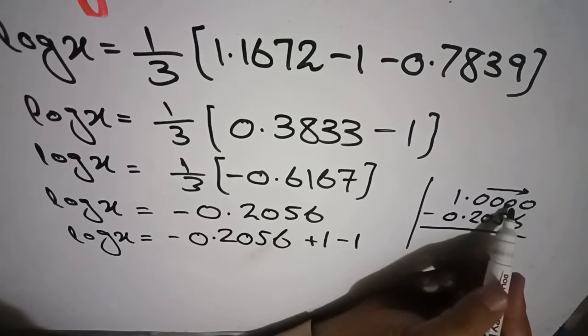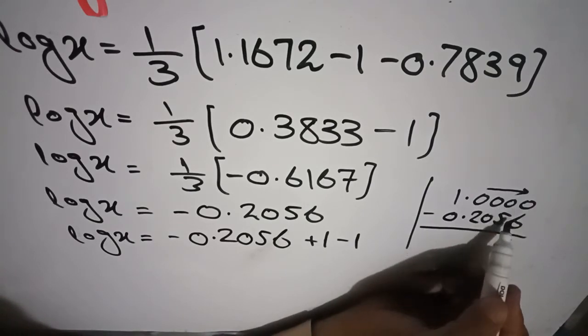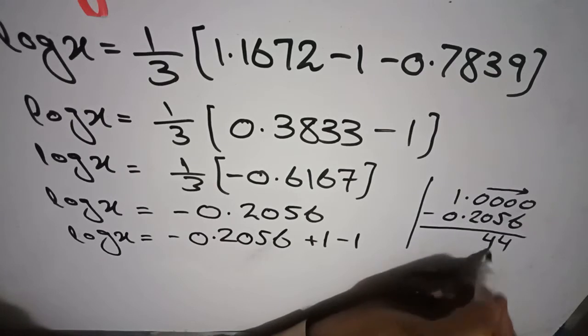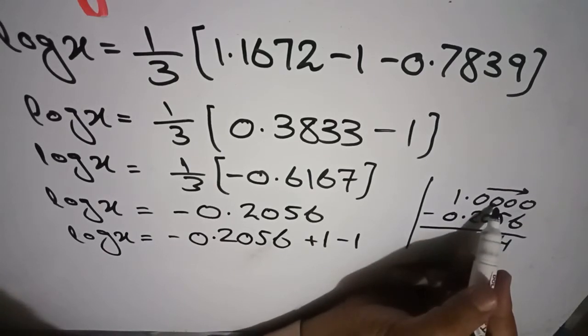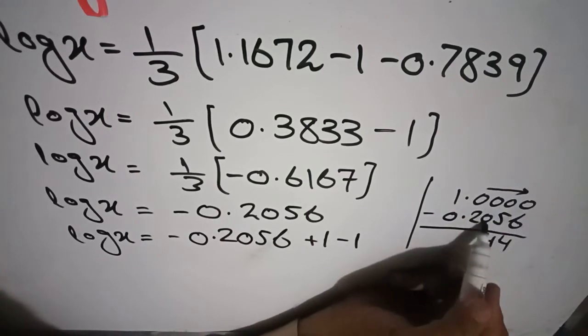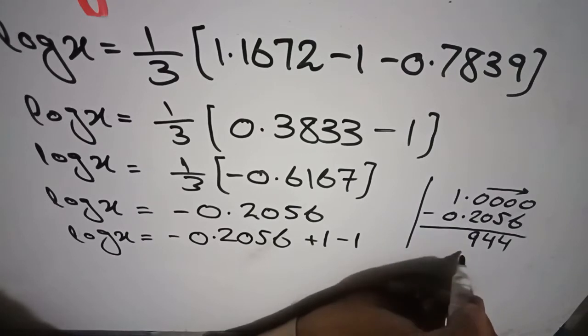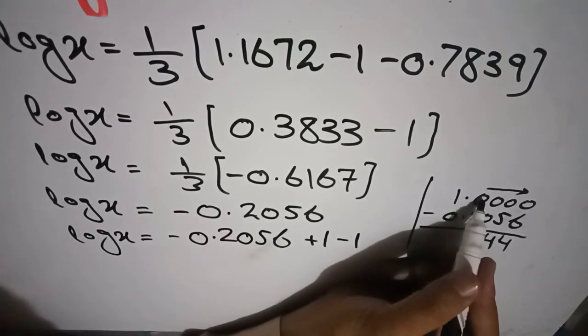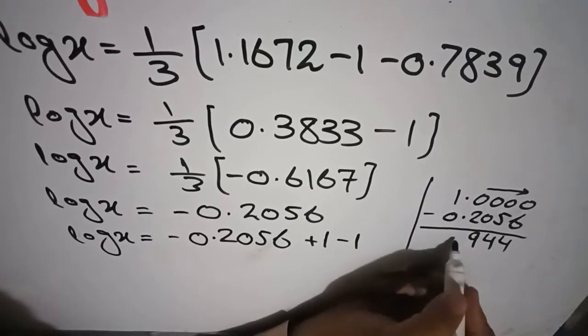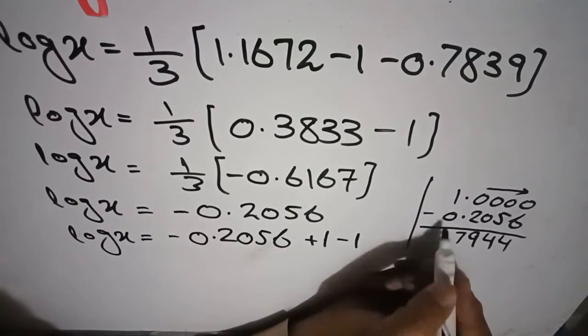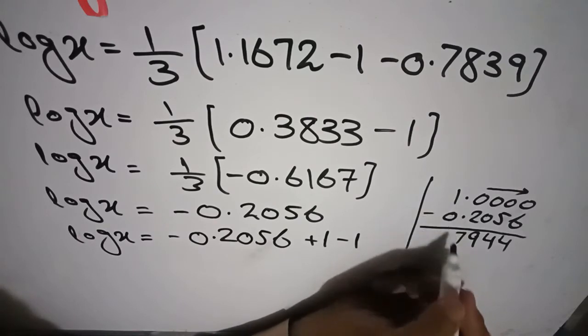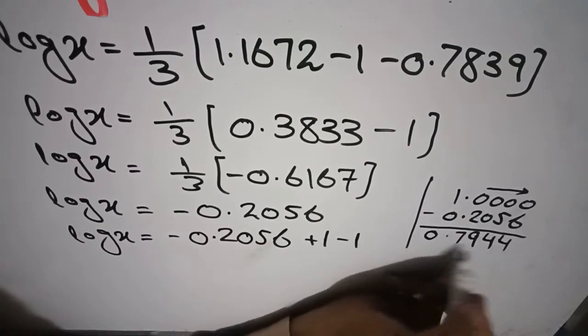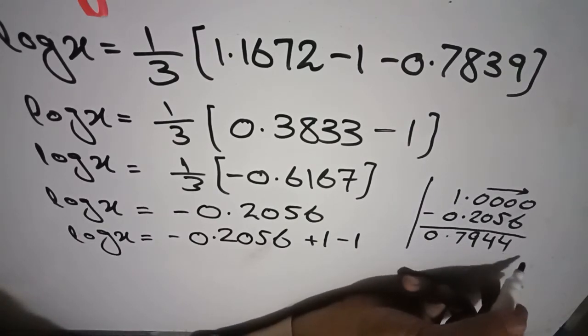There will remain 9 when you take the common, so 9 minus 5 is also 4. There is already 9 when you take the common, so 9 minus 2 will become 7. Now there is nothing left, 0 minus 0 is also 0. So this is the value 0.7944.